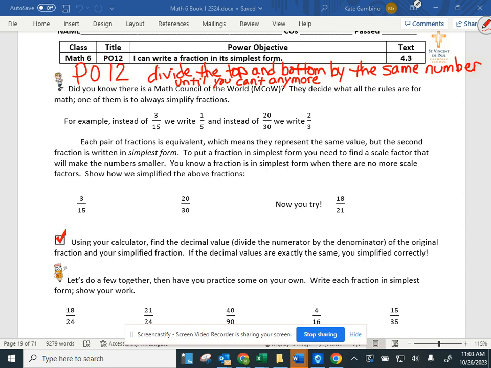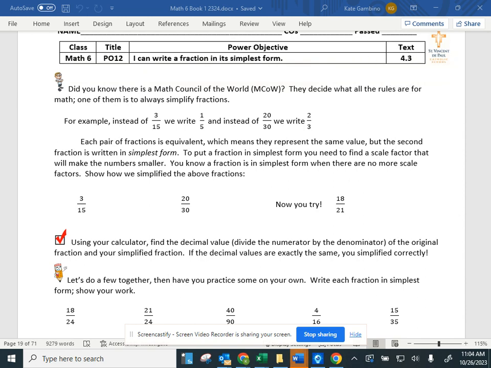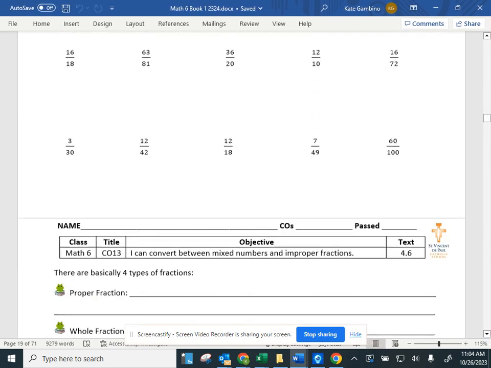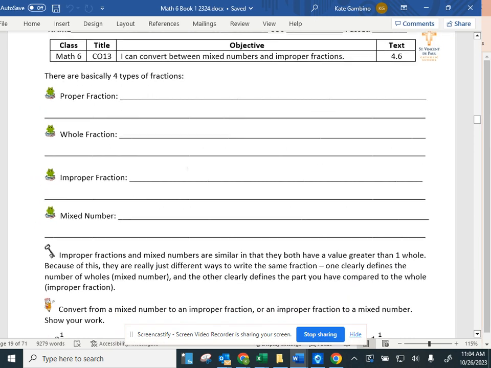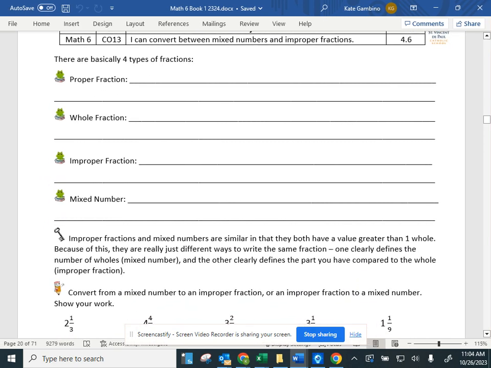Remember, on our help cards, we cannot put examples. That's why I'm writing stuff out. We cannot put an example of what it means to simplify, but we can explain what it means to simplify. So keep dividing down. CO13. I can convert between mixed numbers and improper fractions.